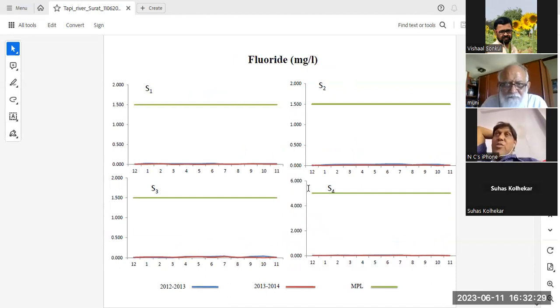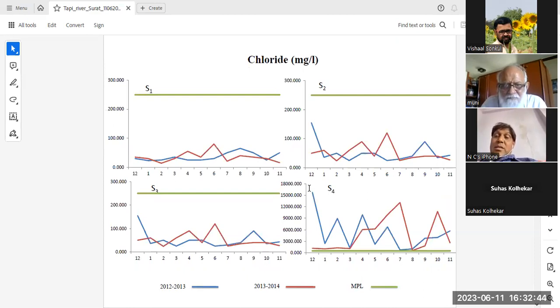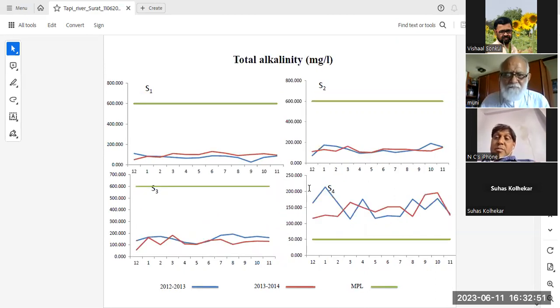Fluoride. Thank God this is very low, and it is analyzed for human health, and it is not dangerous for human health. Very little fluoride is in the water. Next, please. Chloride also. Next. Total alkalinity is analyzed in the water, which shows how much calcium carbonate is there. Next, please.